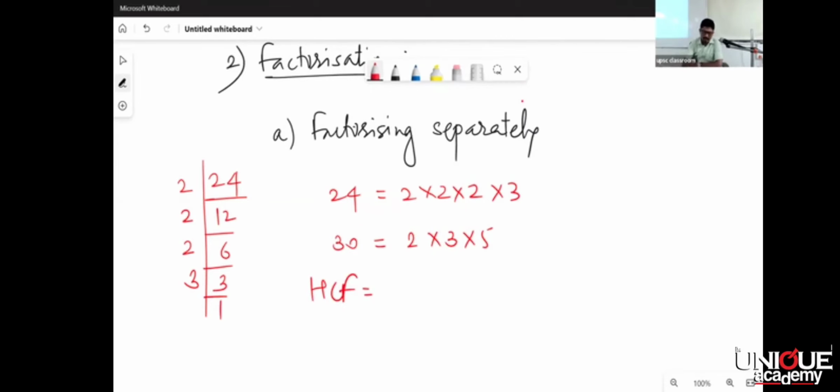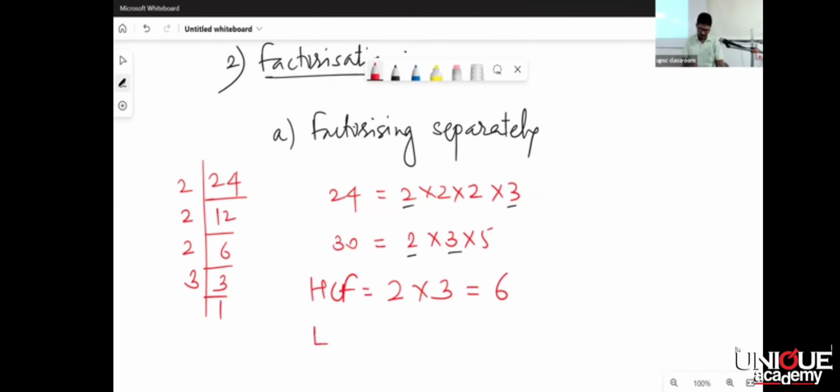What are the common factors in these? 2 is a common factor, but there is another factor also common in both. If there is only a single common factor, then that is the HCF. But if there are 2 or more common factors, then we have to multiply those common factors to find the HCF. So 2 is common here, and 3 is also common to both. The remaining ones are, in the first number, 2 into 2 and, in the second number, 5. These are uncommon. So the common ones are only 2 and 3. Their product is 6. So the HCF is 6.